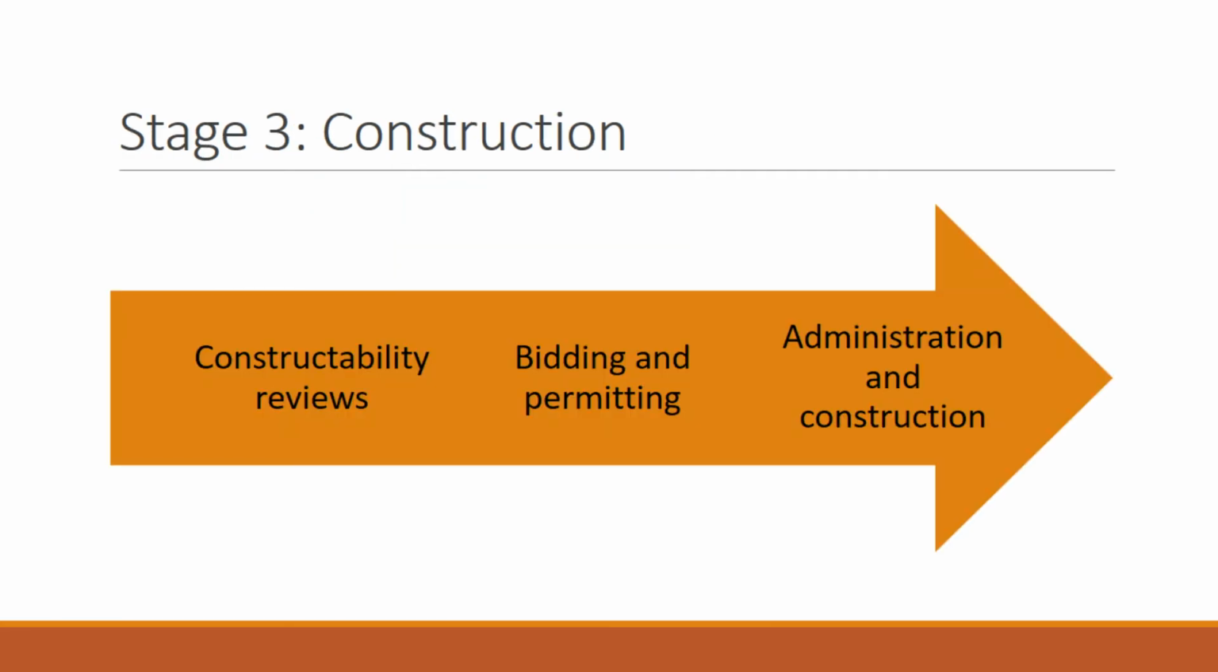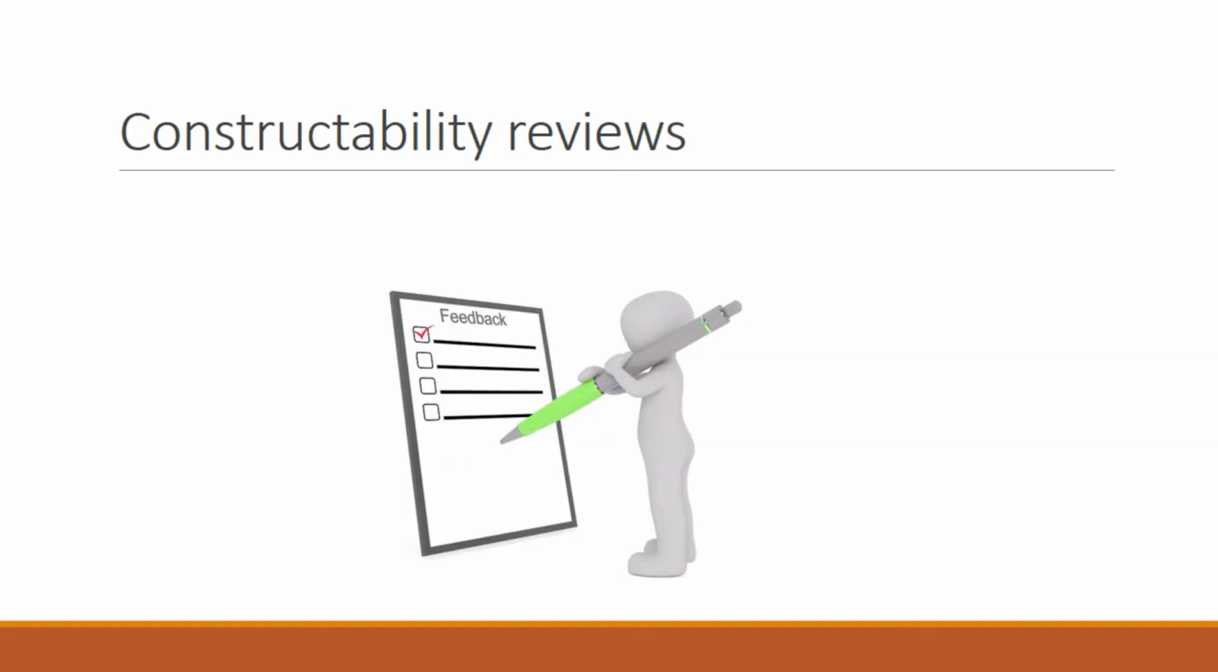So moving on to stage 3, construction, we again have subphases, and there are 3 in this stage. First of all, we have constructability reviews, we have bidding and permitting, and then we have administration and construction. So now let us look at the first subphase, which is constructability reviews.